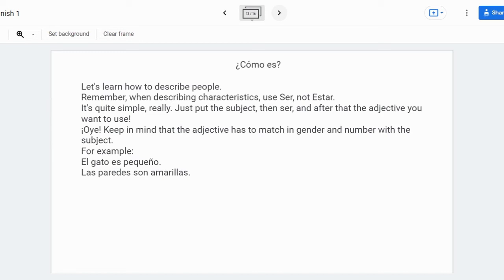This is a common trend for most adjectives, as adjectives that end in O can change their O into an A to match with the feminine form. And also, Las paredes is plural, so you would add an S at the end of amarilla to make it plural.